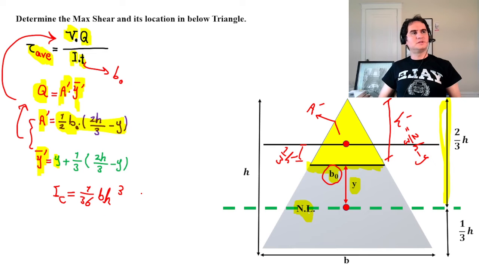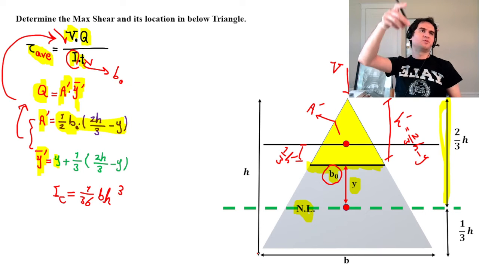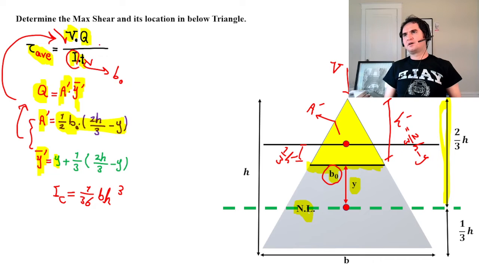I will provide you with a link to a video related to the calculation of the moment of inertia of a triangle or different shapes based on the parallel axis theorem as well. So that's I C. So I do know what I is, I have t, and V should be provided. V is all the time a vertical shearing force applied at the top or in the middle. And we just calculate Q. If we replace back in the main formula of tau average, we have tau average in a parametric format.